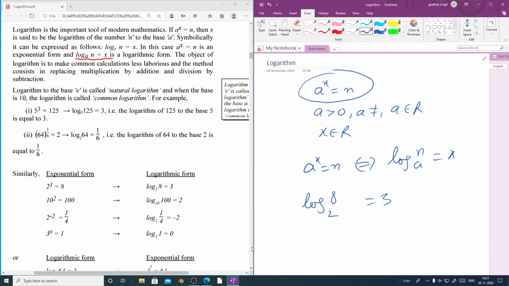Next we have log 100 with base 10. So what is the meaning of this log 100 with base 10? It simply means, what should be the power on 10 such that we get the answer as 100. So the answer of this will be 2.